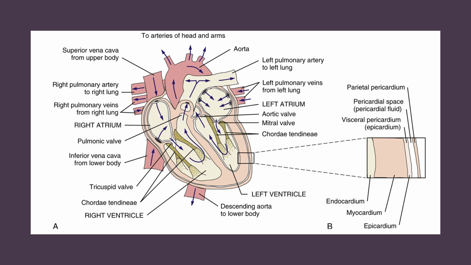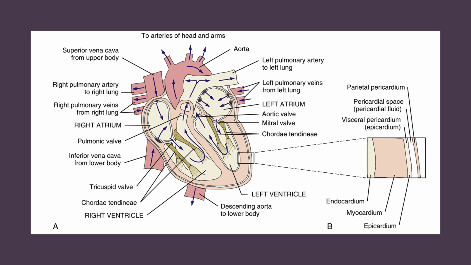Here you can see a diagram of the blood flow through the heart. From the body, the blood flows into the heart via the superior and inferior vena cava into the right atrium. On the right side of the heart, you have the tricuspid valve, where the blood flows into the right ventricle, and the pulmonic valve, where the blood flows through the pulmonary artery and into the lungs. CO2 is exchanged for oxygen in the pulmonary capillaries.